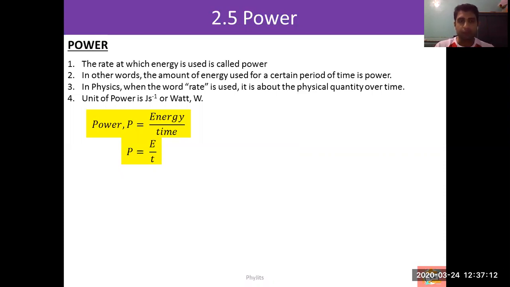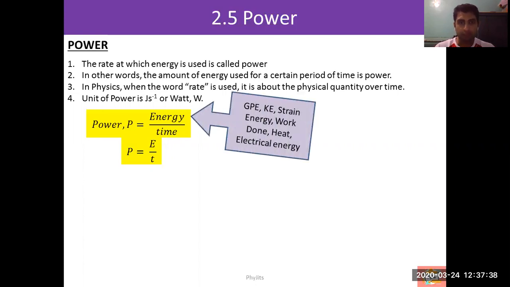All right. So bear in mind also that whenever the word rate is being used in physics or sciences, we are always talking about the change of a physical quantity over time. So power is measured in joule per second or watts, capital W. Okay, the formula for power is as shown, energy per time. So that energy can be in any form.